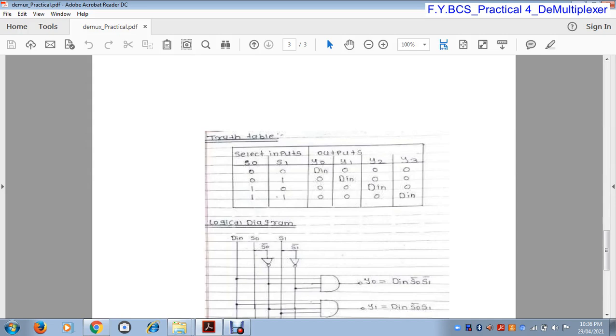Now we can write the logical equation for each output. For the Y0 output, the equation is S0 bar, S1 bar, D in. For the Y1 output, the equation is S0 bar, S1, D in, since for 0 we write the bar. For Y2 we write the equation S0, S1 bar, D in. And for Y3 we write the equation S0, S1, D in.